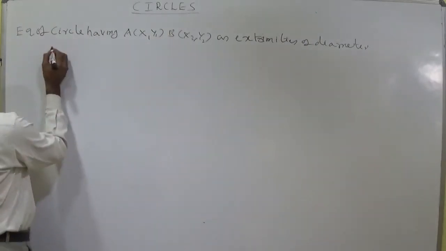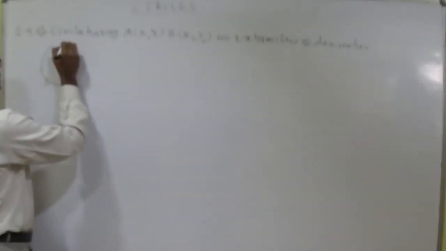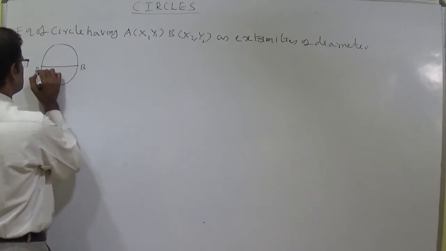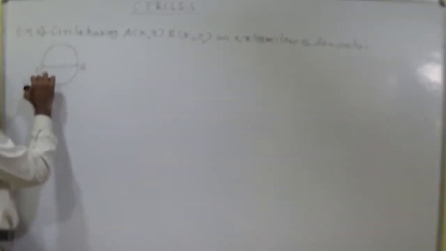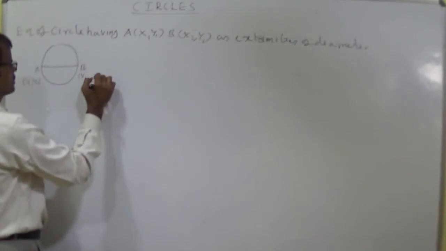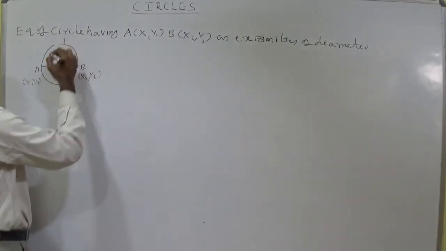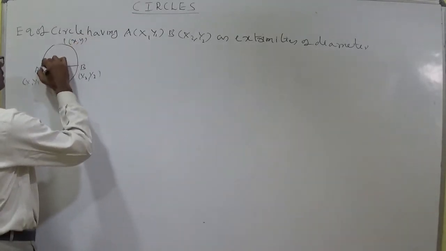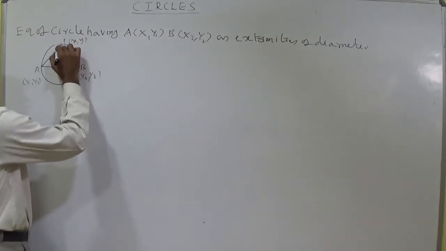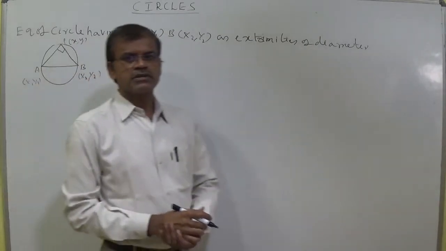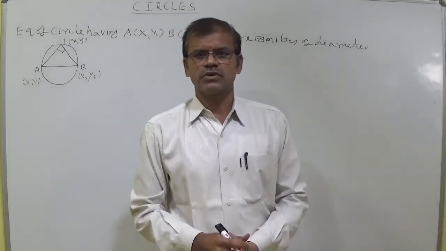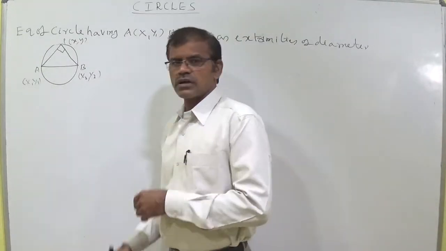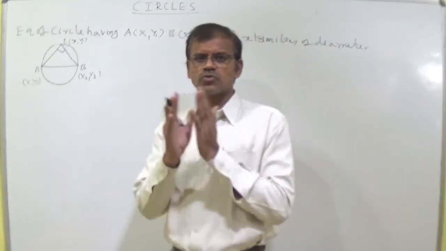Whenever 2 points are the end points of a diameter, let us discuss about its equation. A(x1, y1) and B(x2, y2). Here let P(x, y) be any point on the circle. I am discussing with you the equation of circle having A(x1, y1) and B(x2, y2) as end points of diameter. Whenever AB is a diameter, every diameter divides the circle into 2 equal parts.